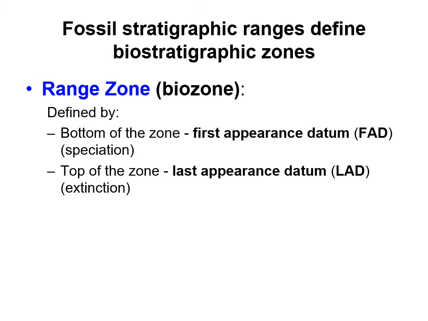So one of the ways in which we describe biostratigraphic zones and ranges is what's called the range zone or the biozone. We define an organism's biozone, a fossil's biozone, by its first appearance, which represents loosely its speciation, at the bottom, and then at the top in the uppermost strata, we would see its last appearance datum, which represents its extinction. So every organism that has ever lived appears at some point and goes extinct at some point. That is its range zone, the time in between its first appearance and its last appearance.